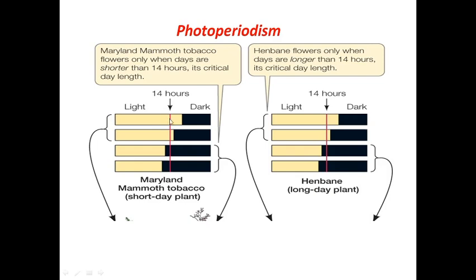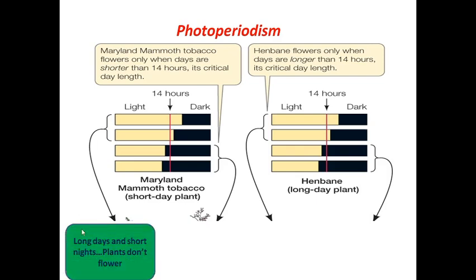The pink line here designates the critical photoperiod, and you can see the days are very long here, above 14 hours, and the nights are very short. Here as well, the night is short and the day length is long. So the plant in this case does not flower. In this case the days are long and the nights are short, and the plant does not flower.